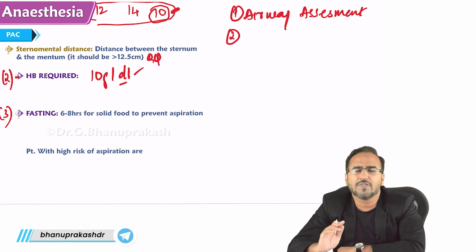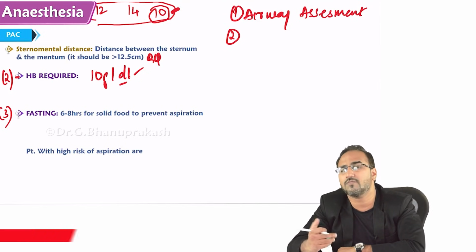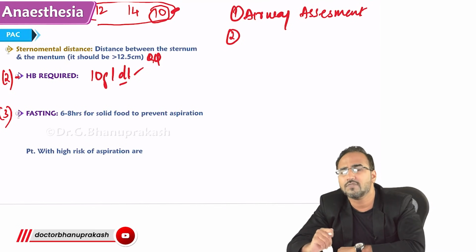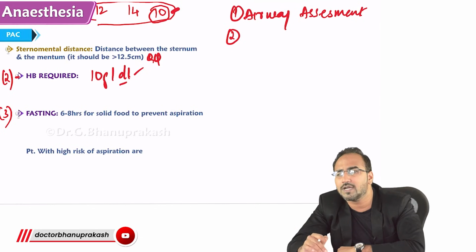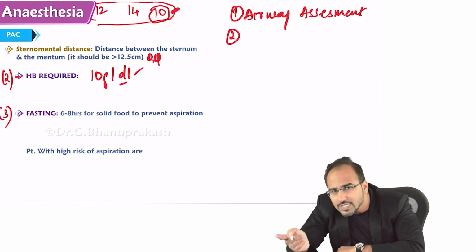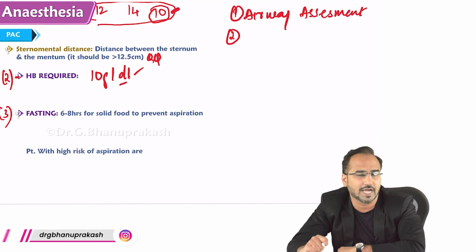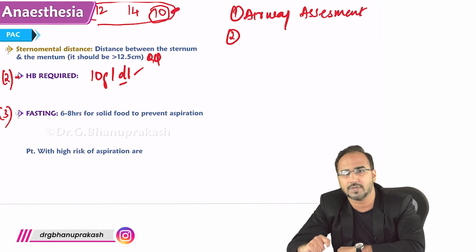Why? If I eat and go for surgery, what will happen? Will there be a problem? Yes, sir, there will be a problem. What problem, sir? There might be what, guys? Aspiration. Aspiration risk is there. What is aspiration? The gastric contents going into the trachea, leading to a condition called aspiration. The risk could be high if the patient has a full stomach.